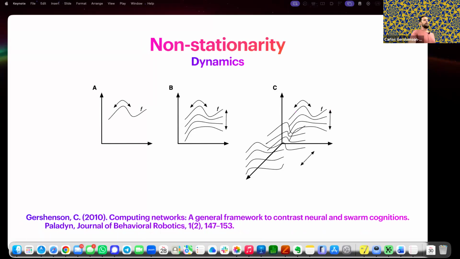And in a similar way, another effect of interactions can be non-stationarity, which basically means that the phase spaces change at different scales. So for example, we can have a function, and then that function can change in time. So then we add another dimension to describe that temporal variation, but then the way in which that function changes in time can also change. So then we can add another dimension that describes how the change of the change changes, and so on.